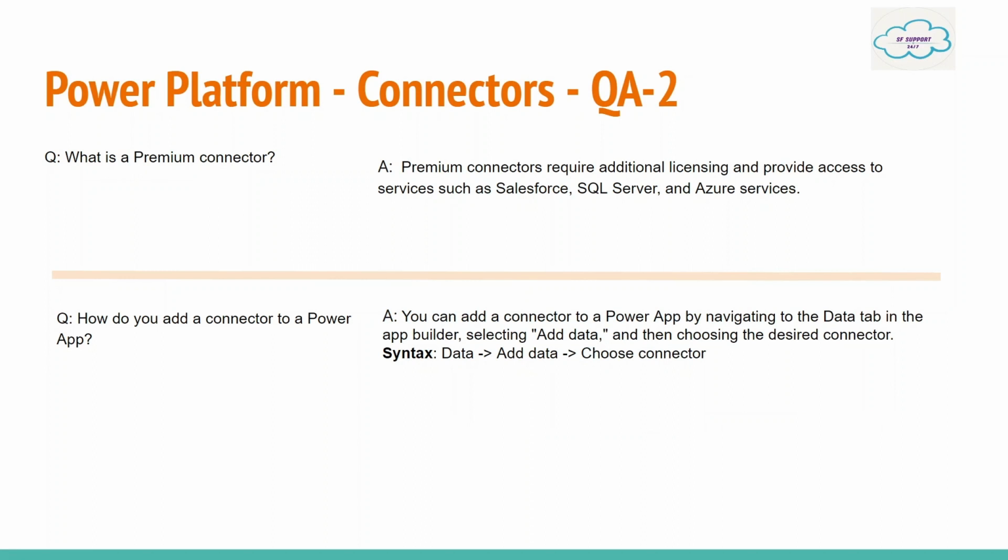Question: how do you add a connector to a Power App? You can add a connector to the Power App by navigating to the Data tab in the App Builder, selecting Add Data, and then choosing the desired connector. Syntax: go to the Power Platform Maker portal. In that, go to the Data tab and Add Data, choose Connector.